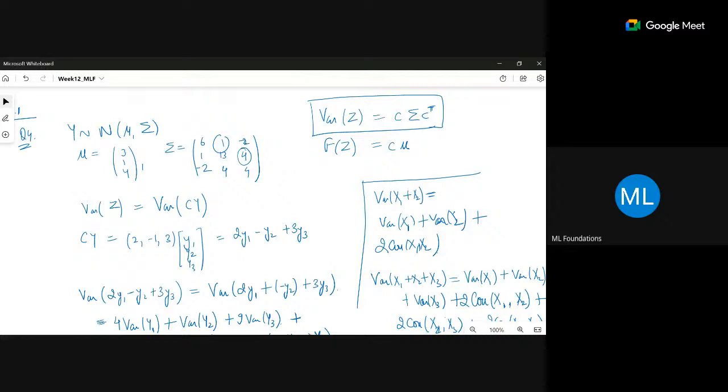So we'll do more problems when we meet again on Saturday. C times mu would be the multiple of 3, 1, 4 with 2, minus 1, 3. Yeah. So you'll get the constant. That should be 6 minus 1 plus 12. Yeah.